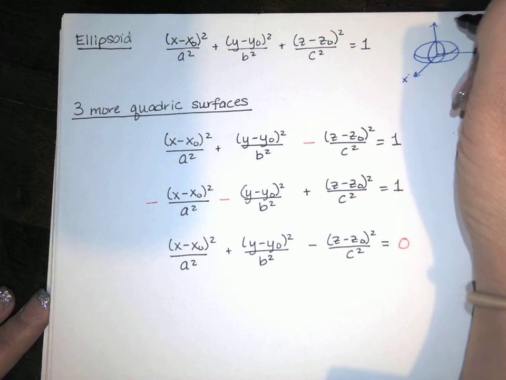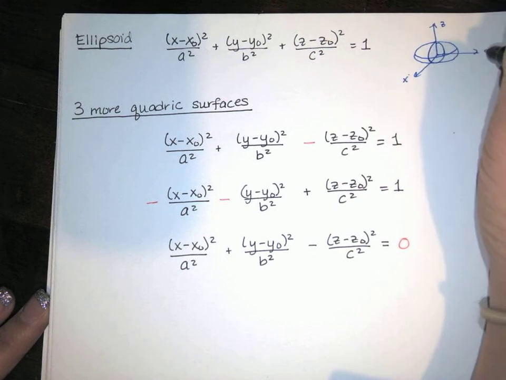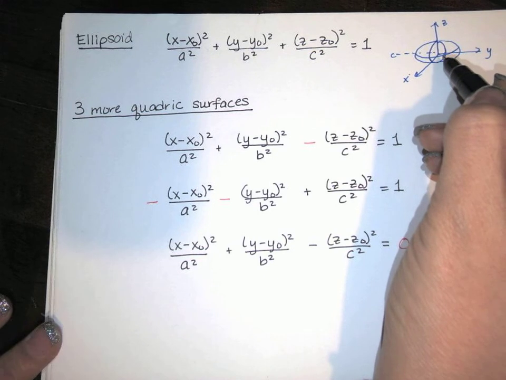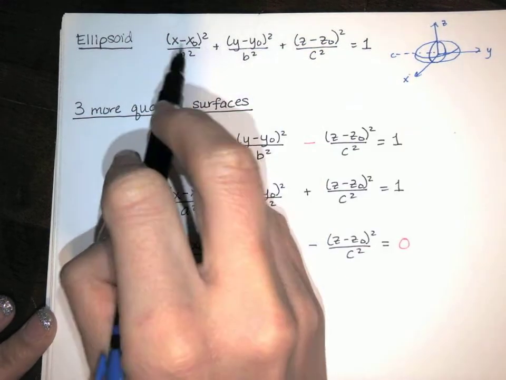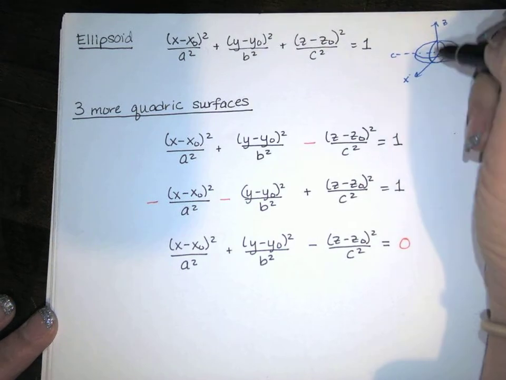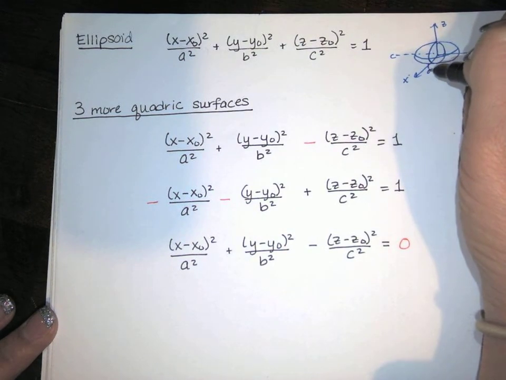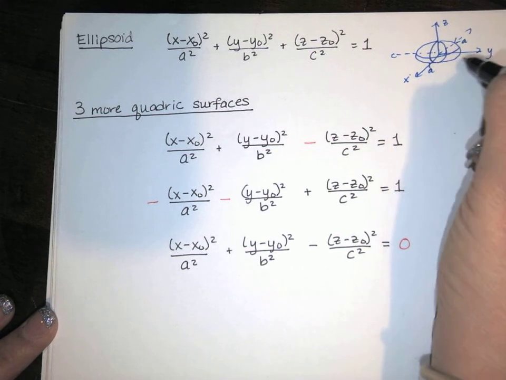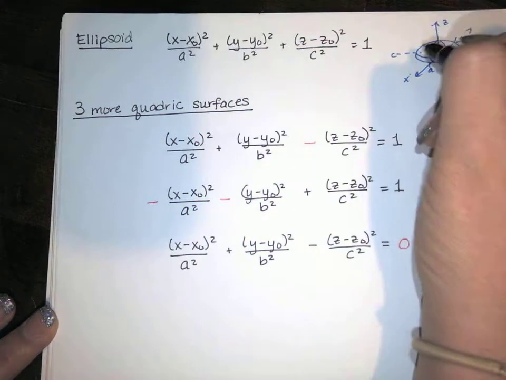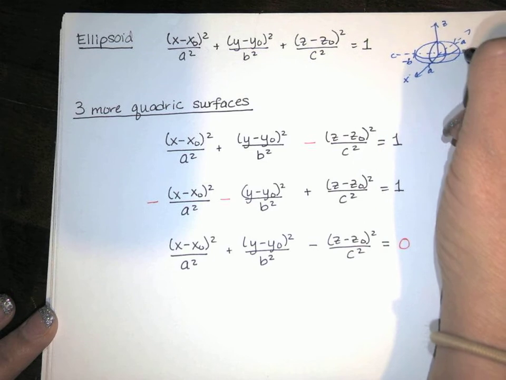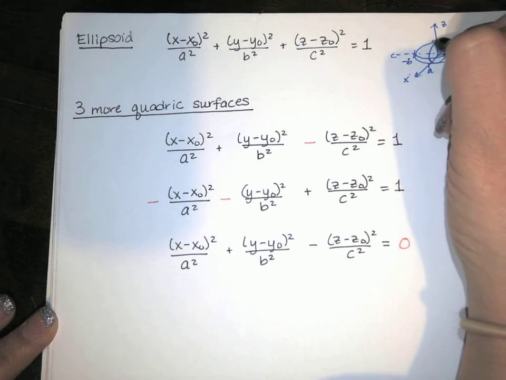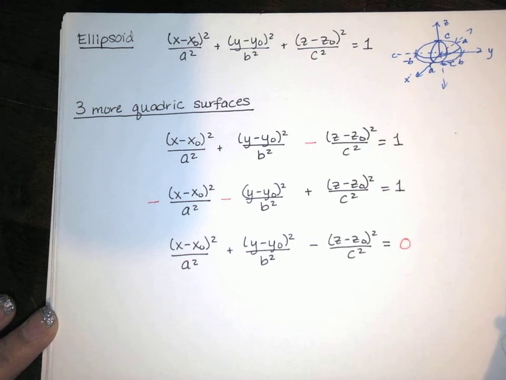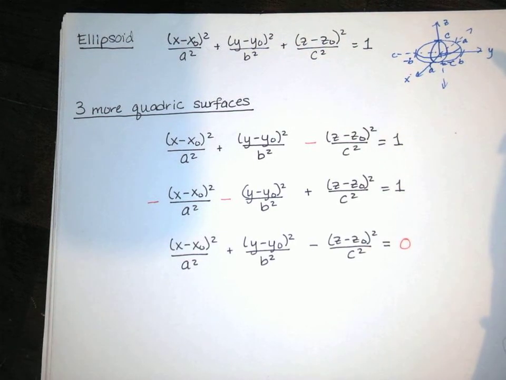So this is X, that's Z, and that's Y. From the center, which is 0, 0, 0 in my picture, we go plus and minus A units in the X direction, so from A to negative A. We go plus and minus B units in the Y direction, that's negative B to B. And then Z goes from positive C down here to negative C. Okay, so that's the ellipsoid.